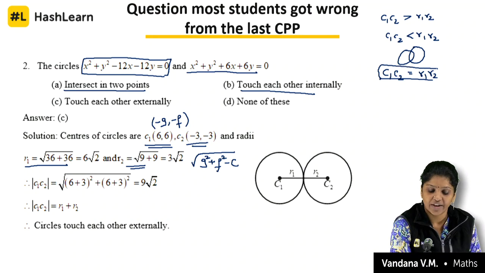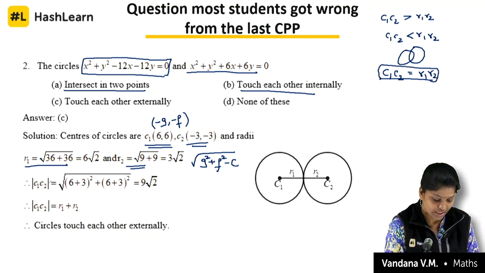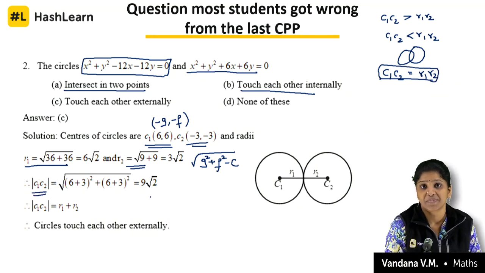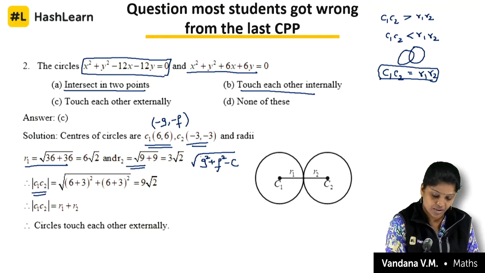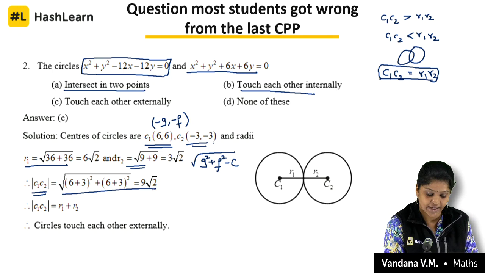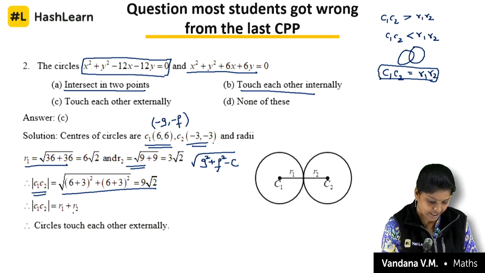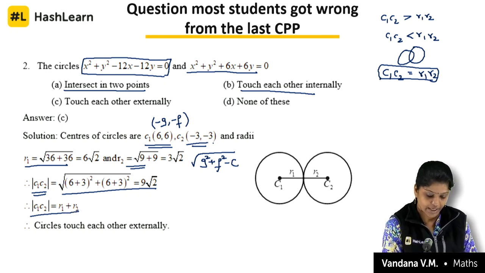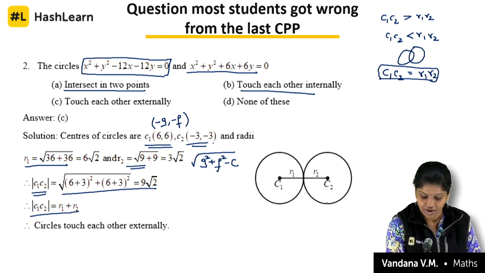Now check the condition: the distance from C1 to C2, between 6 comma 6 and minus 3 comma minus 3. You will get 9 root 2. R1 plus R2, you just add this, 6 plus 3 root 2, is 9 root 2. So both are equal, that means they touch each other externally.